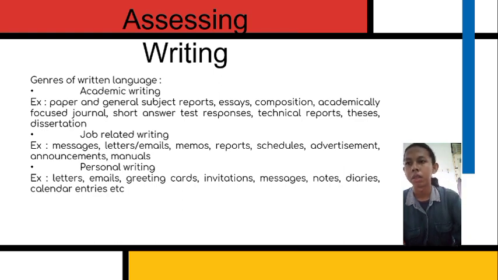And number 2 is job related writing. Contohnya adalah message atau pesan, letters or emails, memos, reports, schedules, advertisements, announcements, and manuals. And number 3 is personal writing. For example, letters, emails, greeting cards, invitations, messages, notes, diaries, calendar entries, etc.